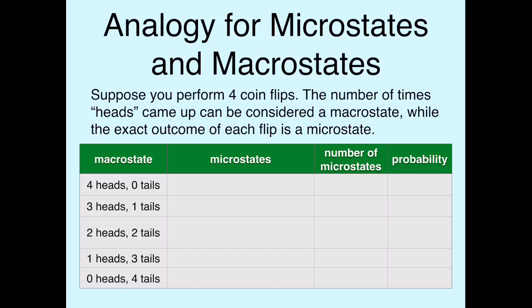So the macrostate is just how many times did heads come up. The microstate is exactly what happened in each of the 4 flips. So what I want to do here is consider all the possible ways that you can flip a coin 4 times. What are the possible outcomes that you could get?